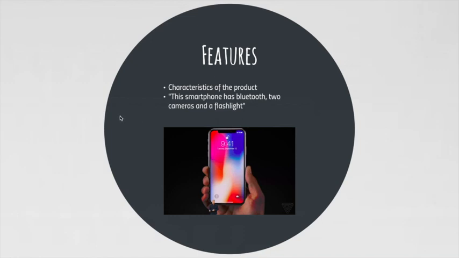Another vocabulary is features. The features are the characteristics of the product, like if a car has good energy or can run really fast. These are the features of the product. An example of the word features is, this smartphone has Bluetooth, 2 cameras and a flashlight. This Bluetooth, 2 cameras and the flashlight are the features of the phone.